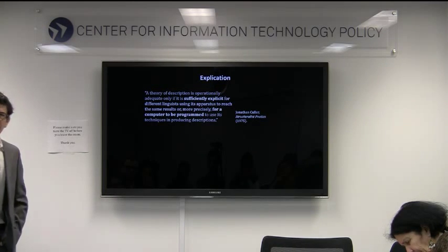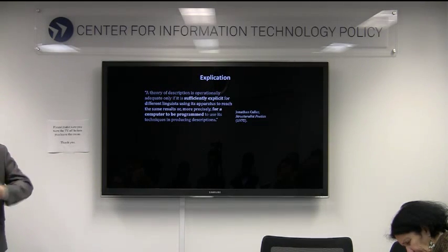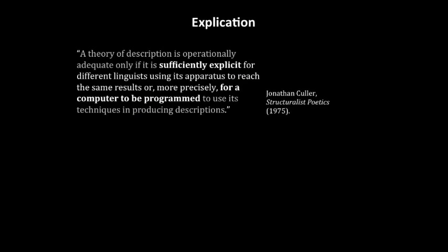You see the same sort of discussions of explicitness or explication and computers side by side in a few different fields during this period of the late 60s and early 70s. For instance, Jonathan Culler, the literary critic in Structuralist Poetics, describes structuralist studies of language and literature as adequate only if they are sufficiently explicit for different linguists to use the apparatus of a given theory to reach the same results, or more precisely, for a computer to be programmed to do so.